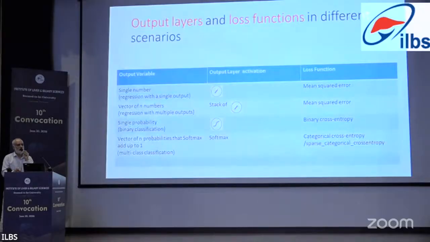So, output layers and loss function in different scenarios. We have seen the outputs. These outputs are very important because for a single number, the output layer activation will be linear and the loss function will be mean squared error. If there is a regression with multiple outputs, there will be a stack of linear functions. The straight line is a symbol for linear. Then again, the loss function will be mean squared error.